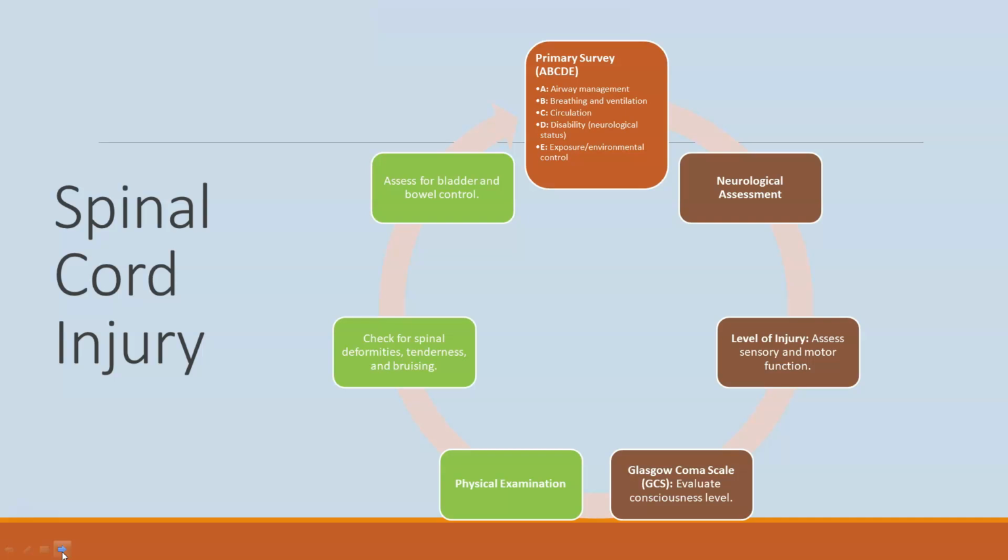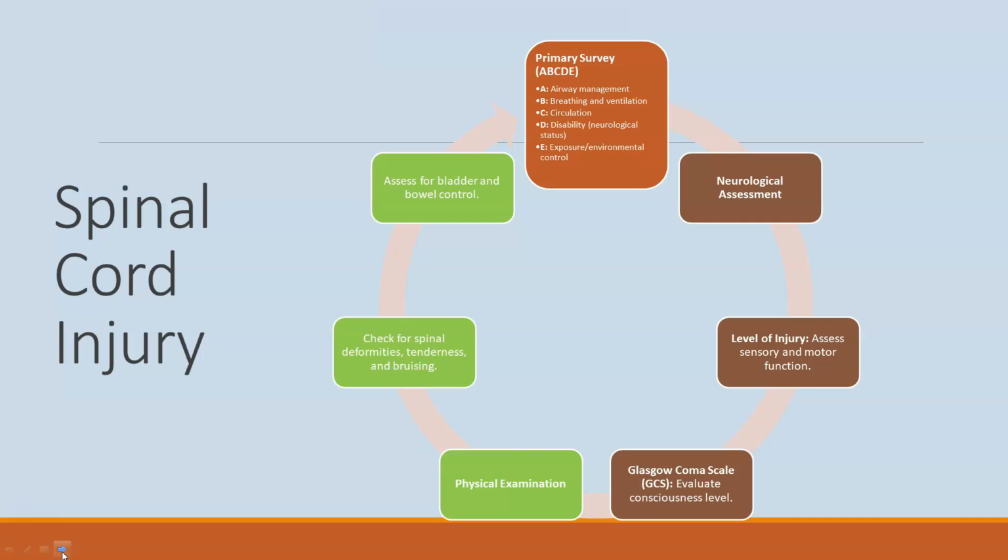So we do want to try to preserve as much function as possible. We're going to use the Glasgow Coma Scale, you can see it down there, to evaluate for changes or to trend any kind of changes. Then we're going to complete that full physical examination, the head to toe, look for any kind of spinal deformities, tenderness, bruising, and then we're going to look for bladder and bowel control issues, because a lot of these injuries are going to have complications.